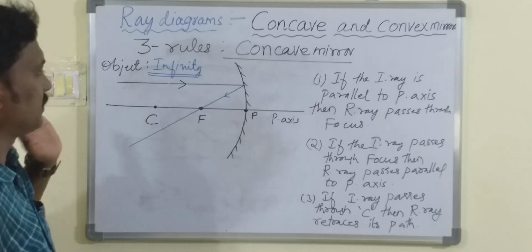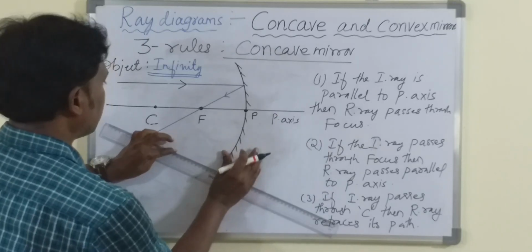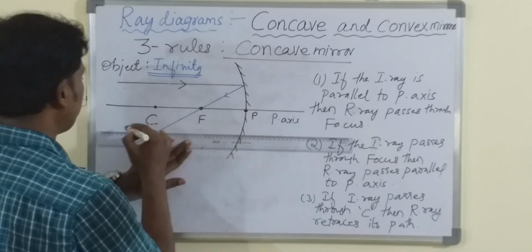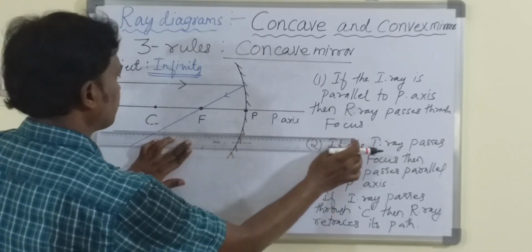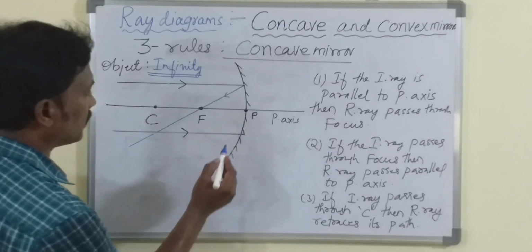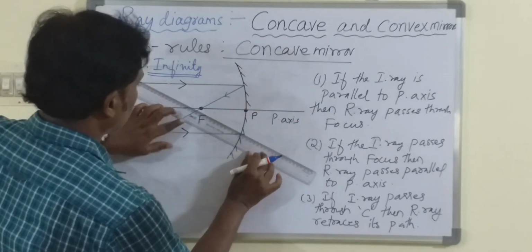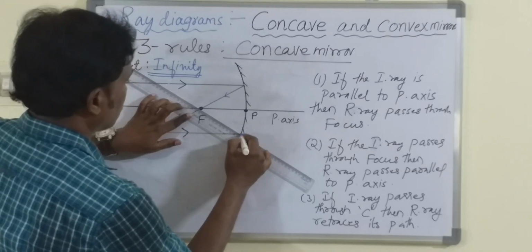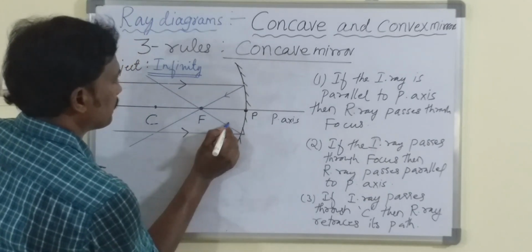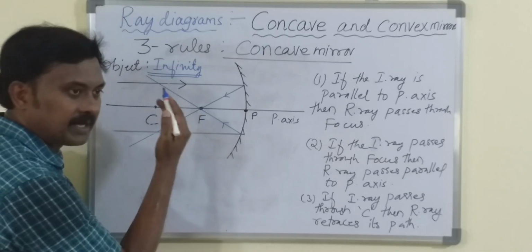Incident ray and the reflected ray. Now let me draw another incident light ray. One I have drawn above and one I have drawn below the principal axis. This is the incident ray. And how does the reflected light ray go? It should pass through the focus according to the first rule. Now, the two reflected light rays are meeting at a point F.